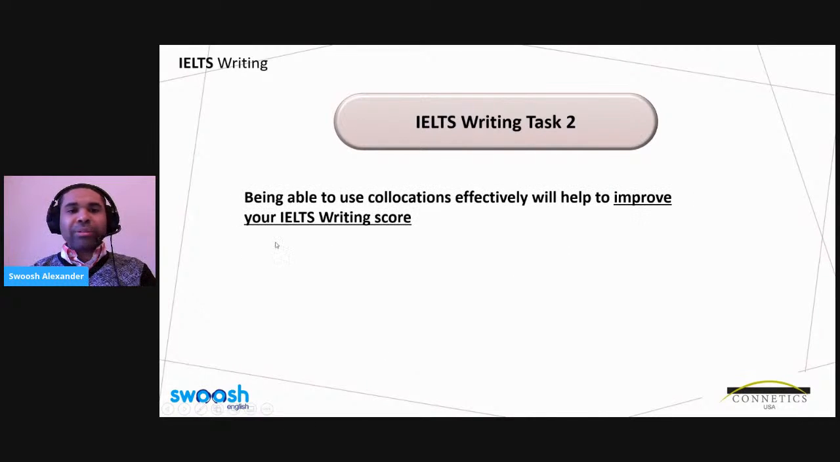So it's very important that you are able to use collocations effectively in order to improve your IELTS writing score. Other collocations which will help in terms of using combinations of words correctly. What can we think of? Another one which is quite common is the expression a heavy smoker. You wouldn't say a big smoker. If someone smokes a lot, they are a heavy smoker. So there's a combination of an adjective and a noun. There are quite a few of these in English.